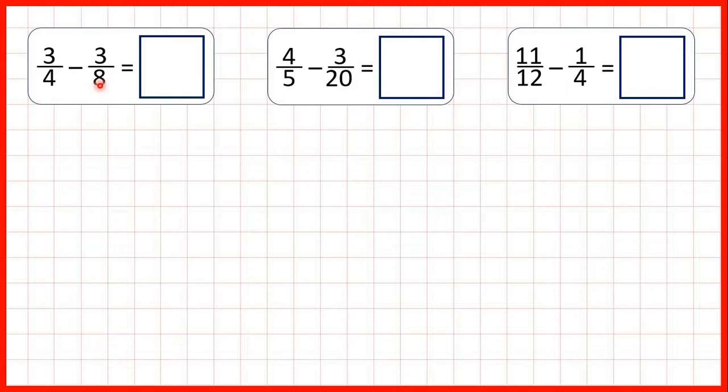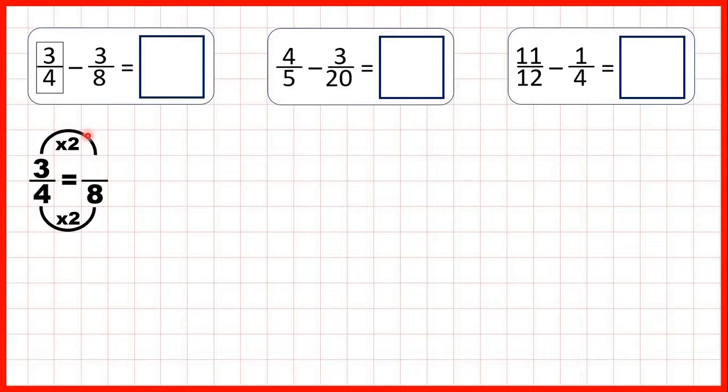Now if we look at our denominators, 8 is in the 4 times table, so we can find a fraction equivalent to 3/4, which has a denominator of 8. To find equivalent fractions, we use multiplication. 4 times 2 is 8, and when we're finding equivalent fractions, what we do to the denominator, we need to do to the numerator as well, and 3 times 2 is 6.